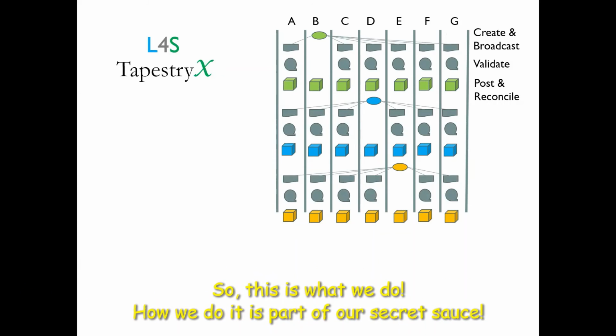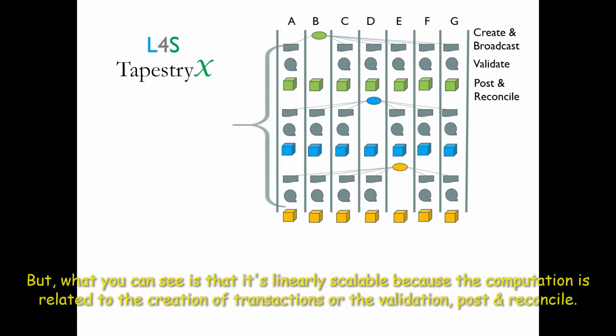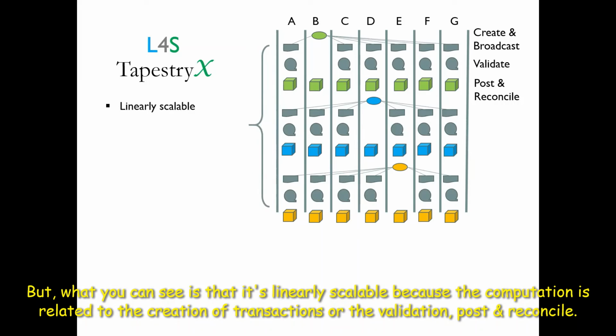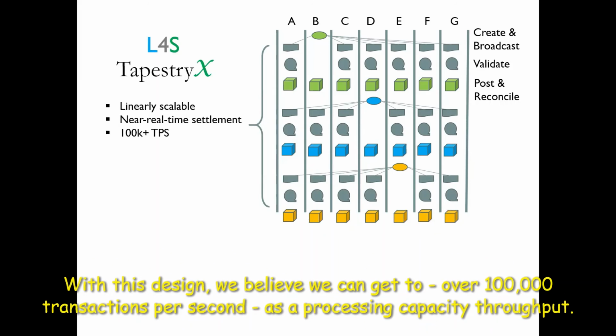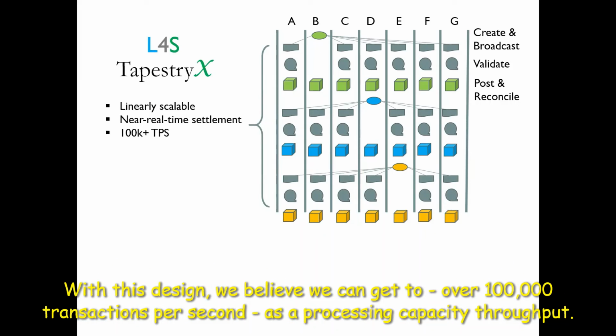So this is what we do. How we do it is part of our secret sauce. But what you can see is that it's linearly scalable because the computation is related to the creation of transactions or the validation, post and reconcile. It's near real-time settlement because as soon as transactions are posted, they're good. With this design, we believe we can get to over 100,000 transactions per second as a processing capacity throughput.